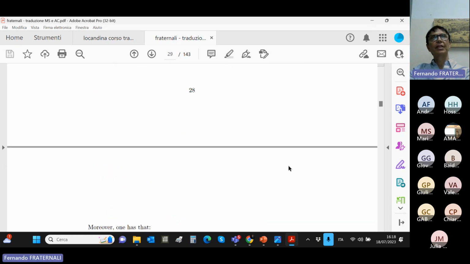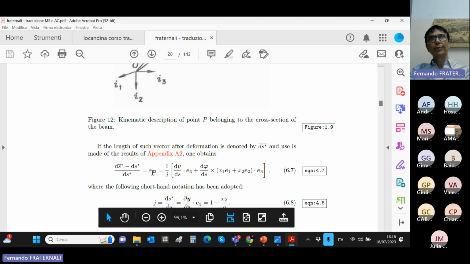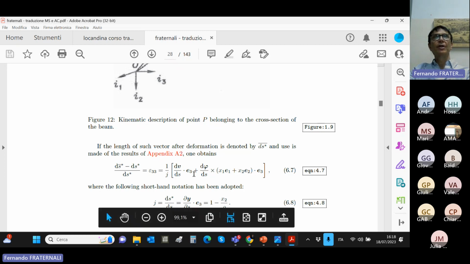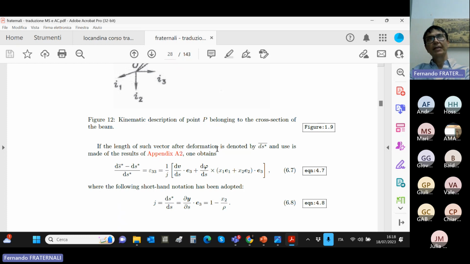So this equation has already been obtained. This is the component of epsilon 3. Why do we need epsilon 3? We will see in a while. This is the exact expression of epsilon 3 that we have already seen earlier when we analyzed the expression of the infinitesimal strain tensor for the curved beam. So we have this J factor in front of the same expression that is customary for straight beams. So this is epsilon 3.